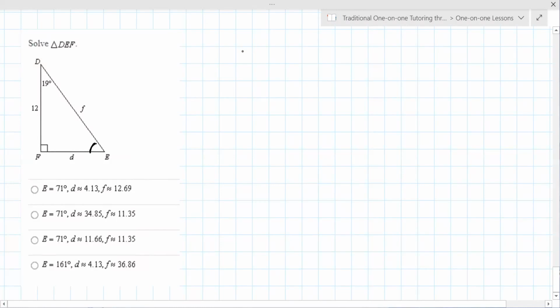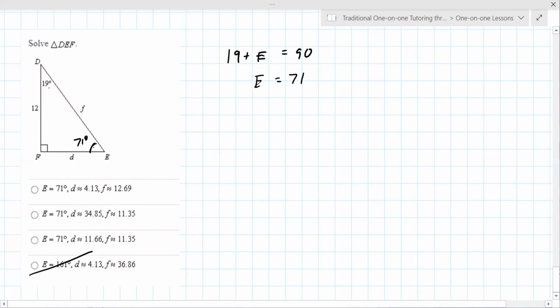Okay, so the way this works is when it's a right triangle, these other two angles have to equal 90. So if you subtract 19 from both sides, E equals 71. So that means this last one is out. Is that okay? Is that clear?